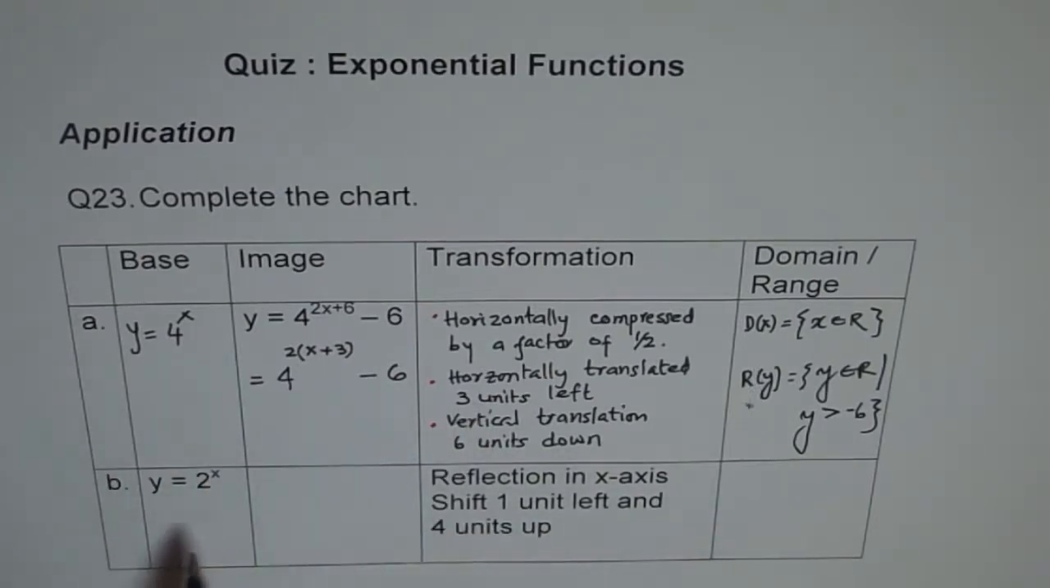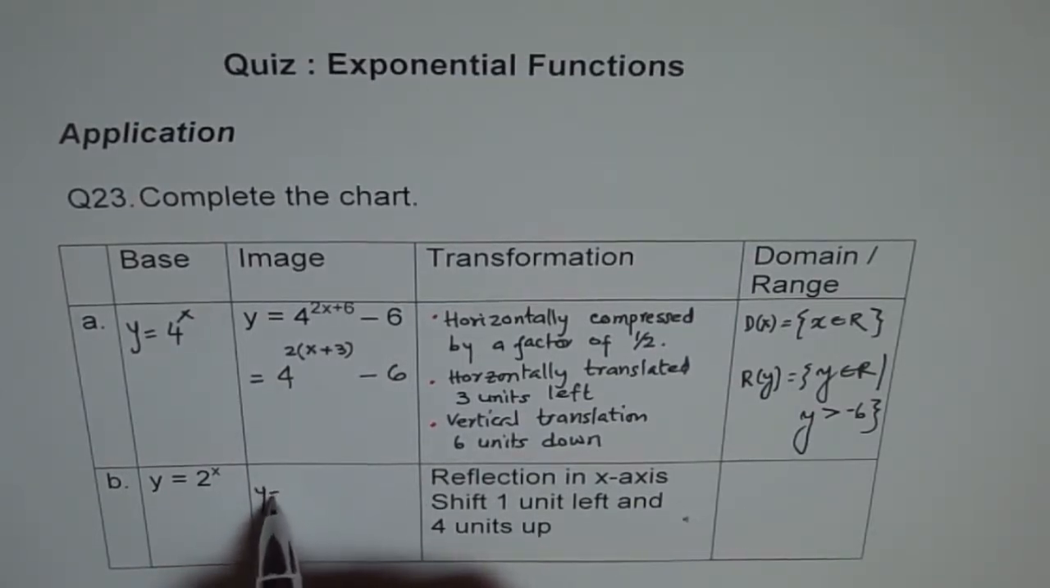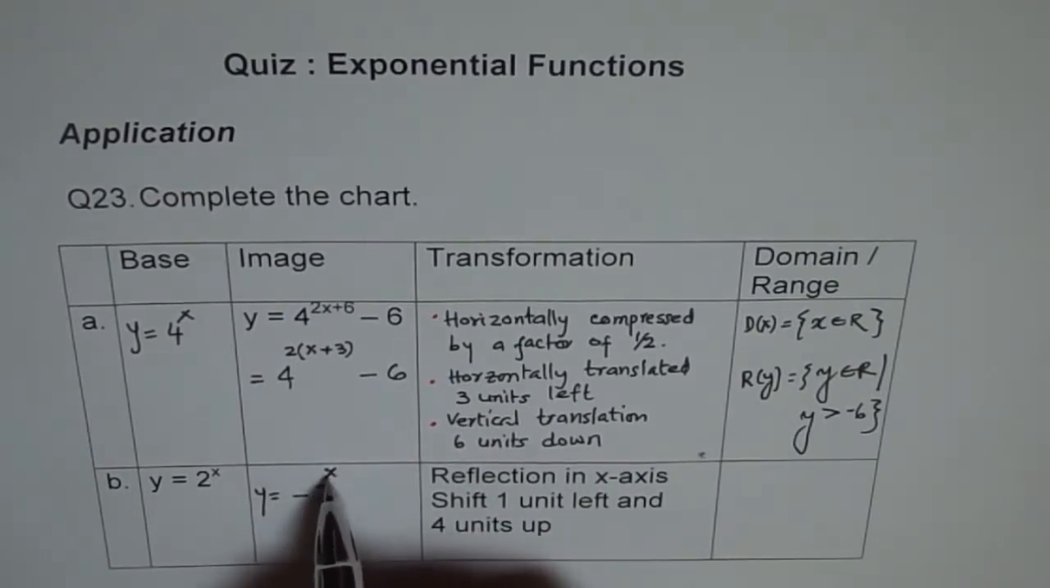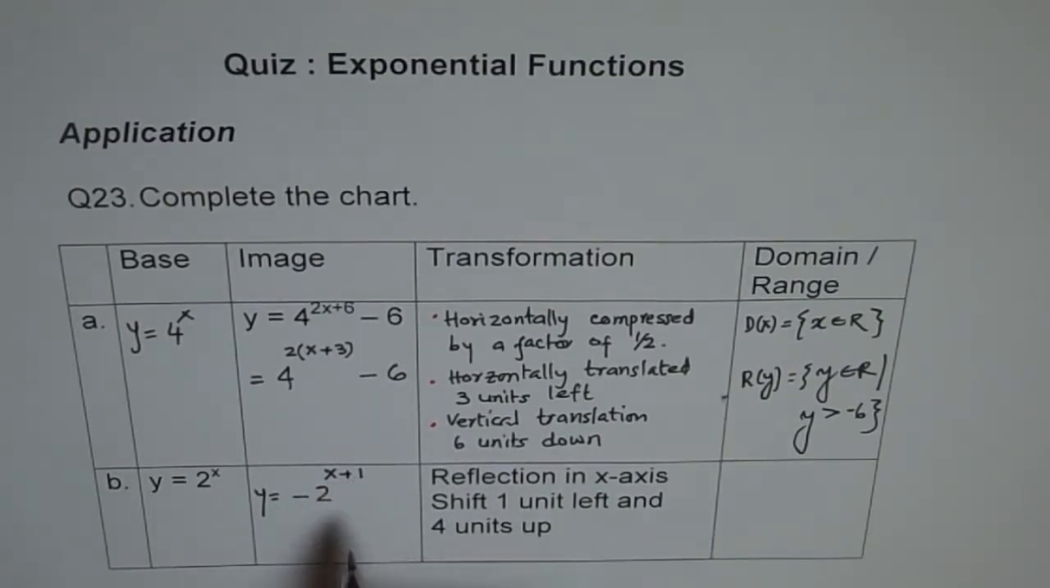Now let's look into the next one. The base is 2 to the power of x and it has a reflection in the x-axis. That means, reflection means a minus, right? And 1 unit left and 4 units up. So we can write this transformed function as y equals reflection on the x-axis, that means vertically, so it's a minus, 2 to the power of, shift 1 unit left, so for x, 1 unit left will make plus 1, correct? And 4 units up, that means plus 4. Is it okay? Like this.